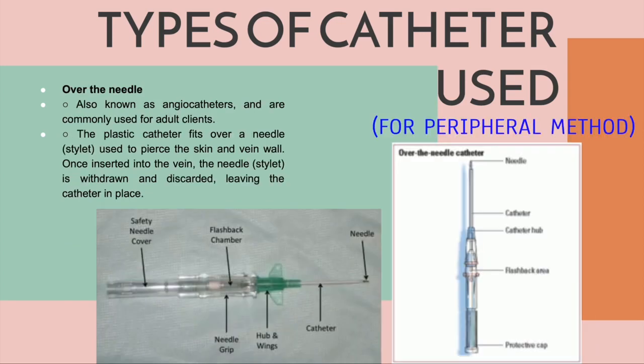Now let us discuss the types of catheter used for peripheral method. First is the over-the-needle, also known as angiocatheters, and are commonly used for adult clients. This plastic catheter fits over a needle or stylet used to pierce the skin and vein wall. Once inserted into the vein, the needle or stylet is withdrawn and discarded, leaving the catheter in place. These pictures show what an angiocatheter or over-the-needle catheter is.